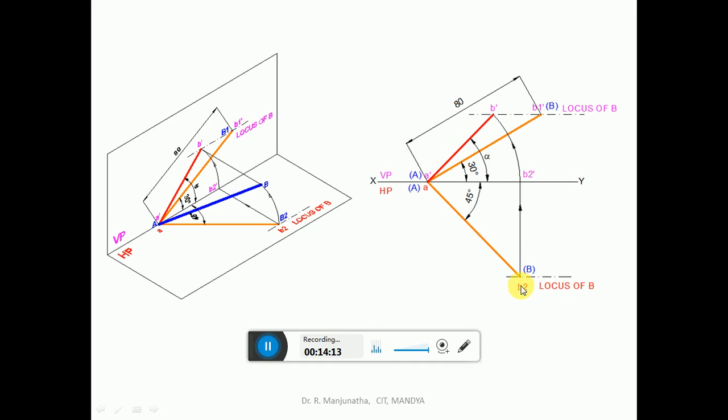Then you measure B2 B2 dash. This is the vertical distance. This will be the final solution that we want in the sketchbook. This is what I have written.